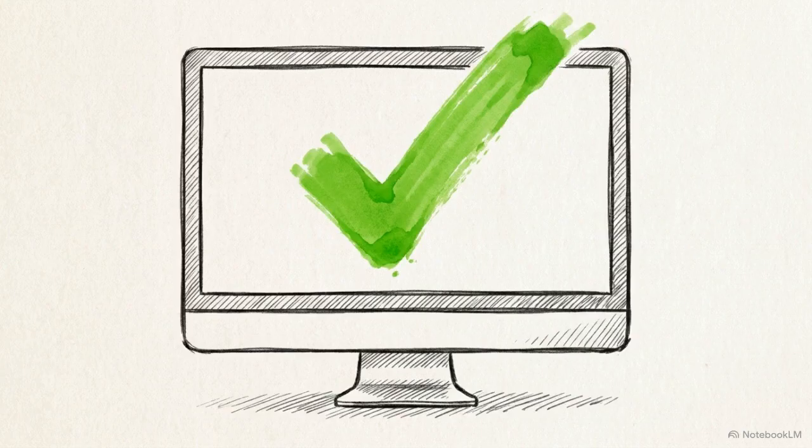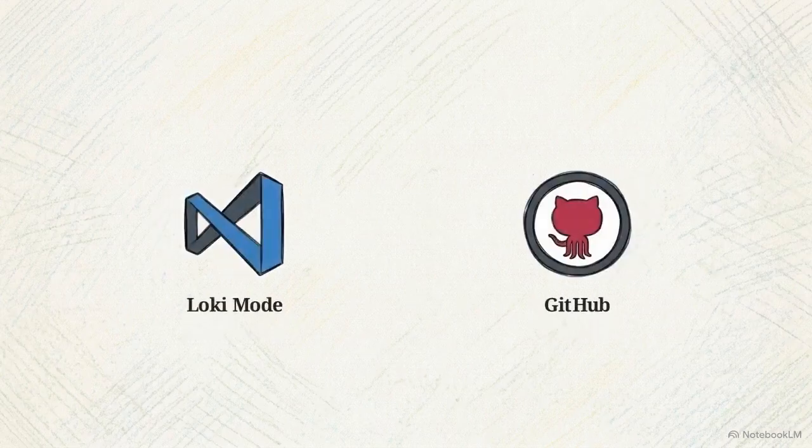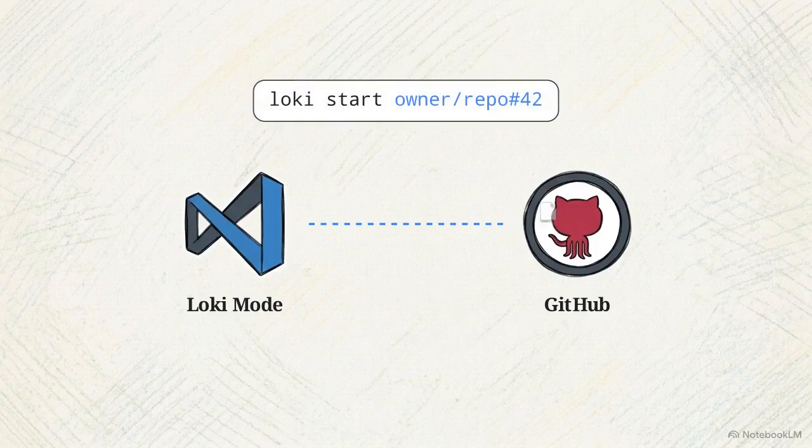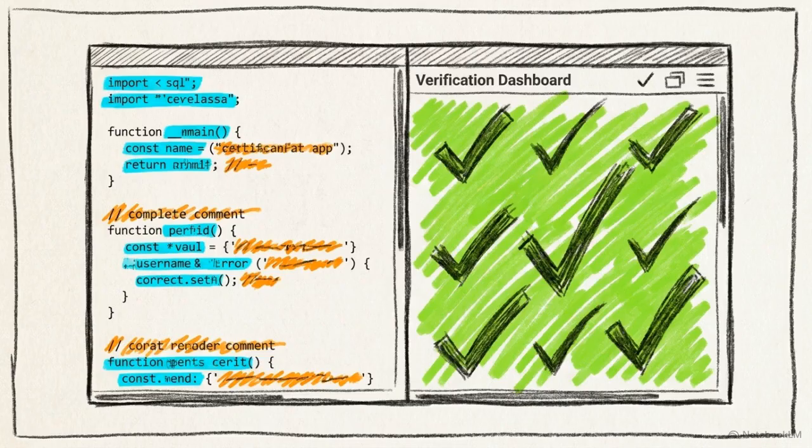Now that you've completed a local run, you can try linking Loki Mode directly to a GitHub issue URL to pull specifications directly from a repository. Using this orchestration layer allows you to wrap AI generation in a local verification cycle, resulting in code that is tested and documented automatically.